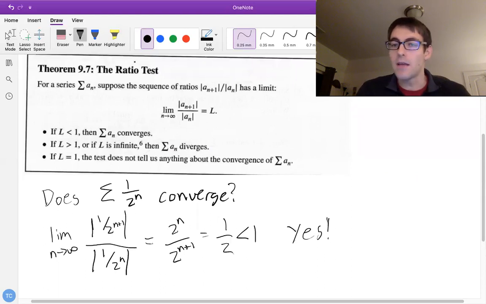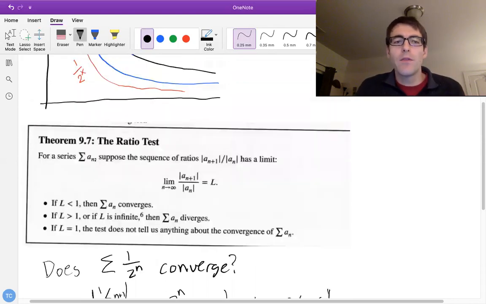One other thing I wanted to point out with this is that if L is less than 1, this converges. If L is bigger than 1, or if it doesn't exist, if it's infinite, then it diverges. If it equals 1, it doesn't actually help us at all.